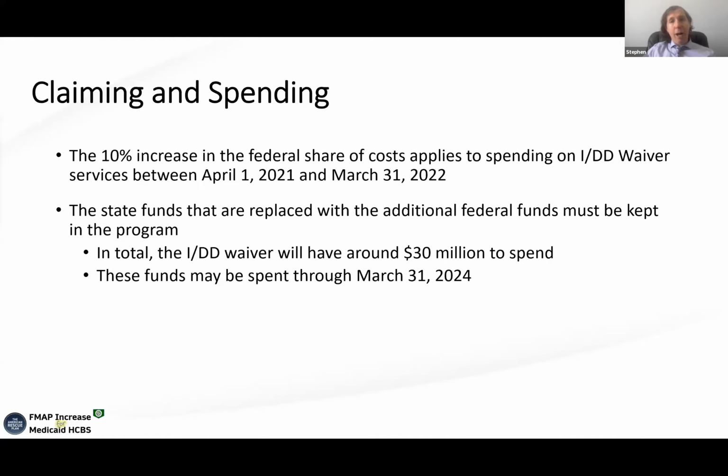And so we need to be thoughtful about how any investments are going to be sustained over time, which is one of the other things that CMS expects the states to speak to as part of their spending plan, which Mary will be talking about in a couple of minutes.